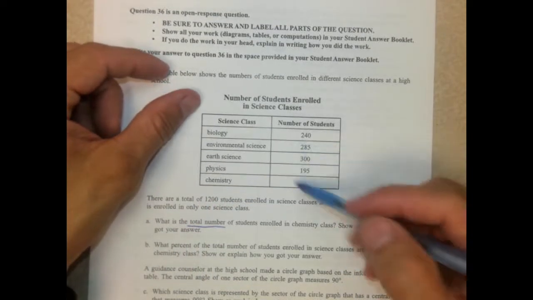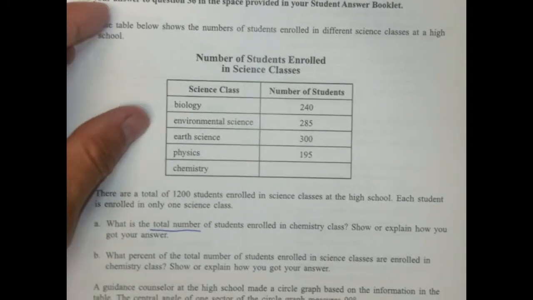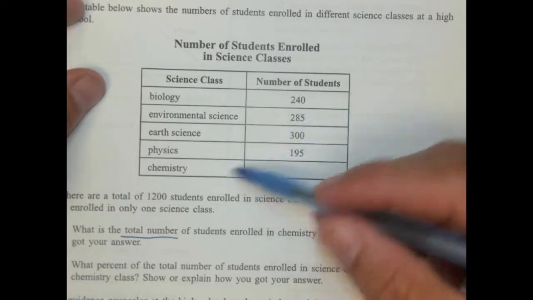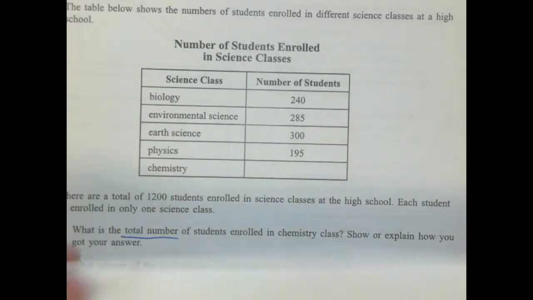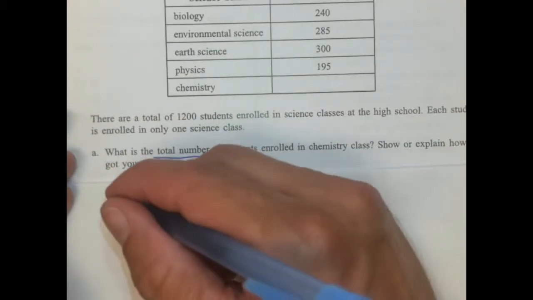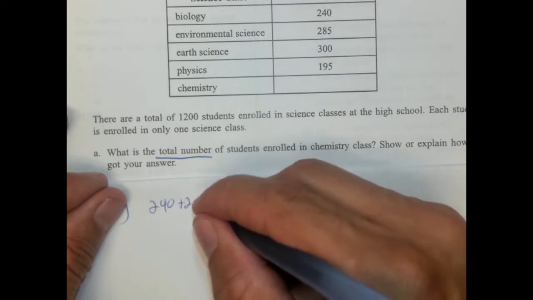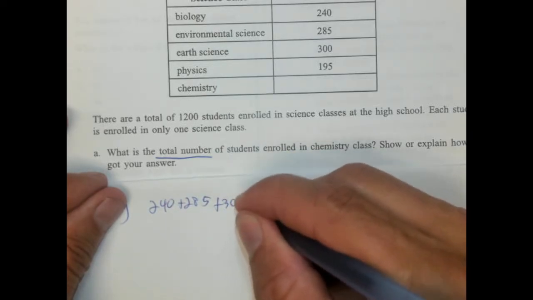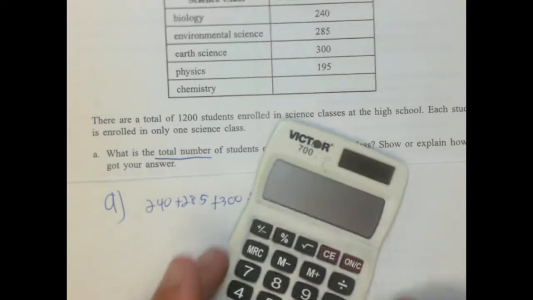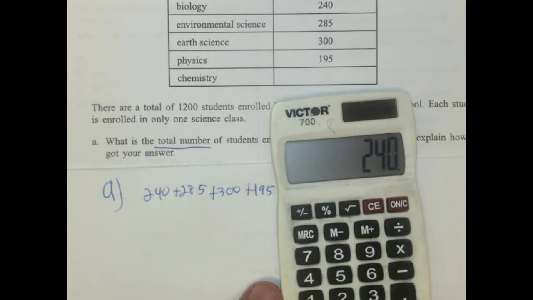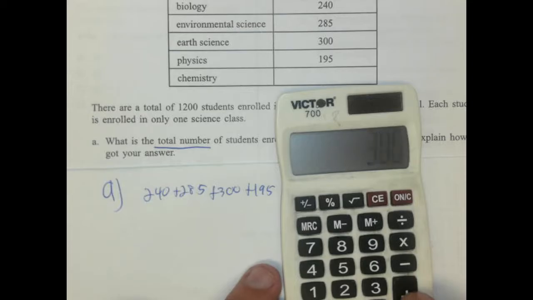Okay, so we know all these added together will equal 1,200. So what we can do is add these up and subtract this from 1,200. That should give us the difference, which will be the chemistry students. So let's go ahead and figure that out. So we have part A. We're going to add these all together: 240 plus 285 plus 300 plus 195. And we're going to use a calculator for that.